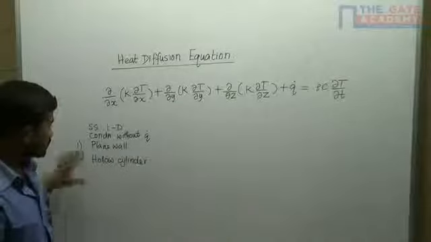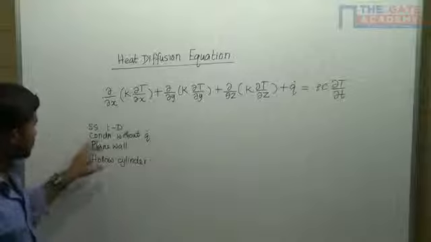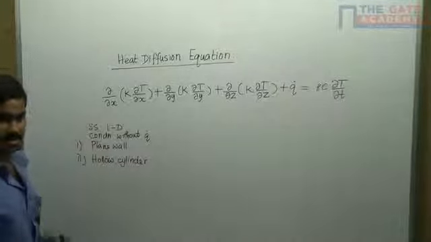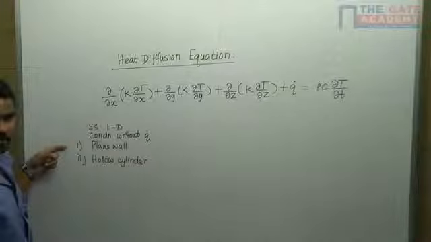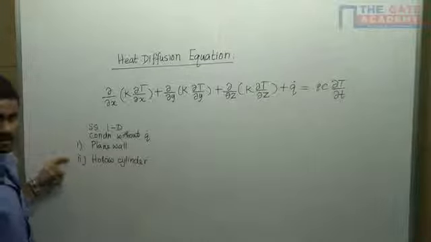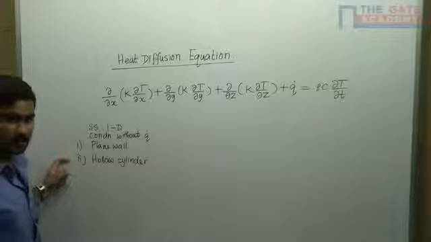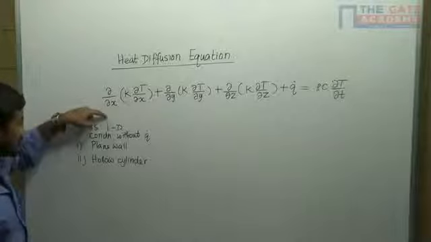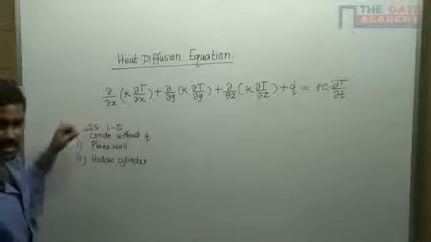We solved the problem of steady state 1D conduction without heat generation through two geometries. The first one was a plane wall and the second one was a hollow cylinder. You remember how we did it? The first step was to simplify the heat diffusion equation, because it's steady state, one dimensional, and there is no heat generation.